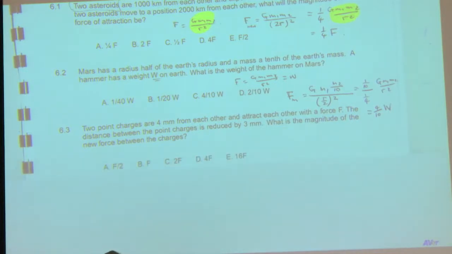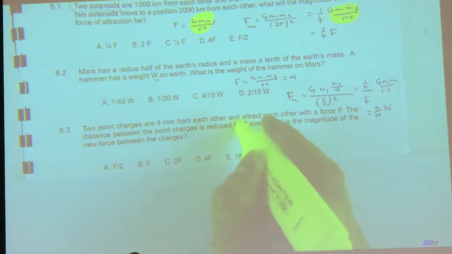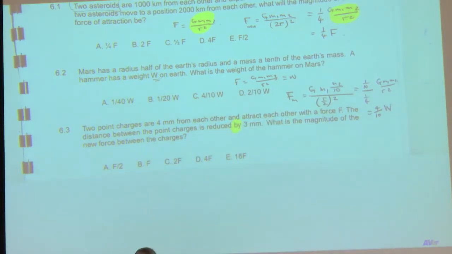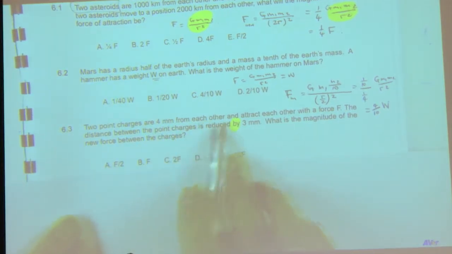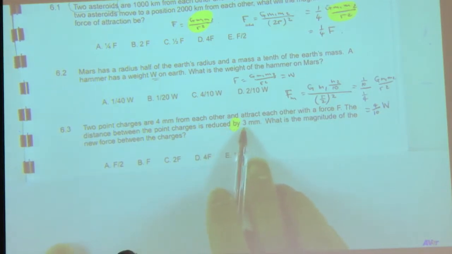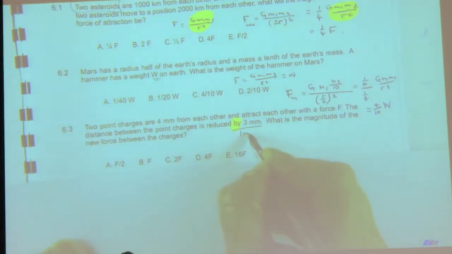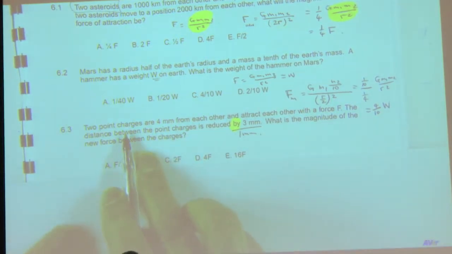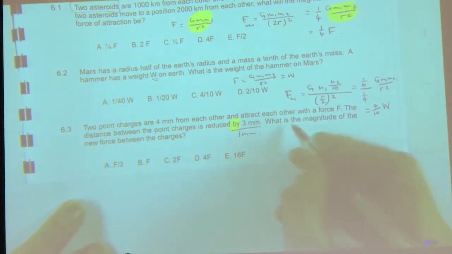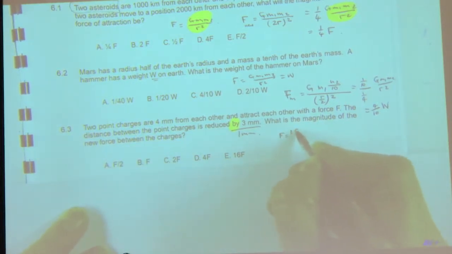What were the most important words in this question? The word "by." It reduced by 3 millimeters. So it doesn't end up being 3. It used to be 4 millimeters from each other, and now I reduced the distance by 3. That means I end up with a 1 millimeter distance. So, 2 point charges, whose law? Coulomb's law.